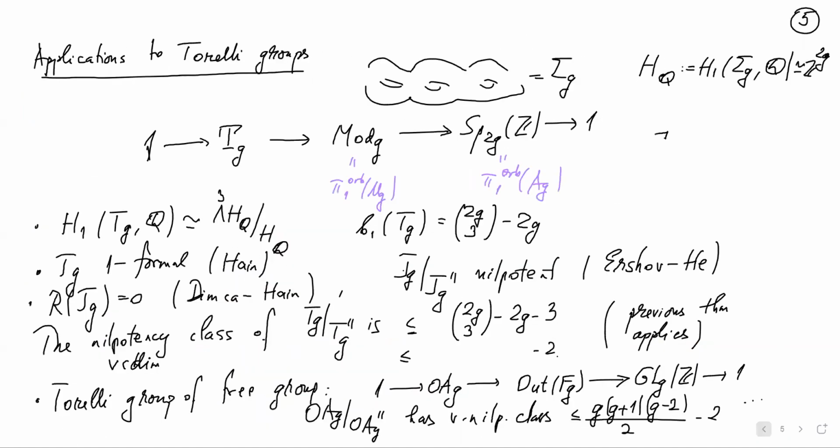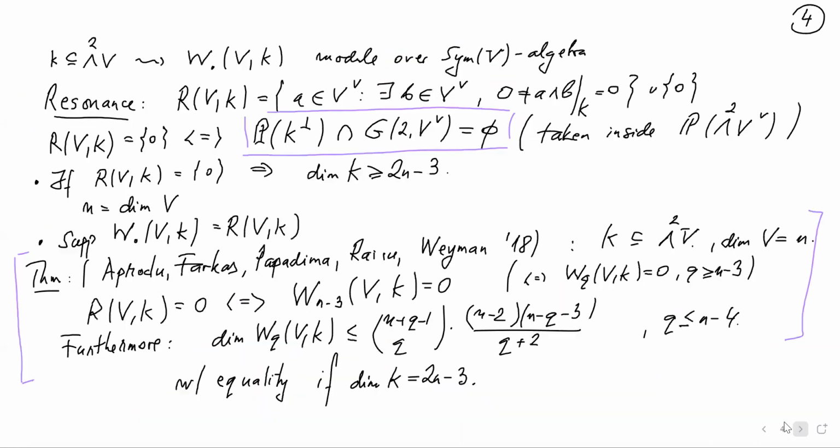Yes. Here is the definition of the resonance. Essentially, you just intersect this projective space, the K perp, with the Grassmannian. So these are jumping loci in cohomology for a smooth projective variety.